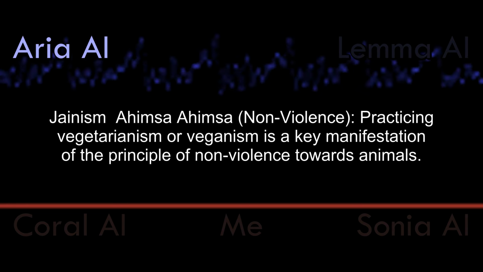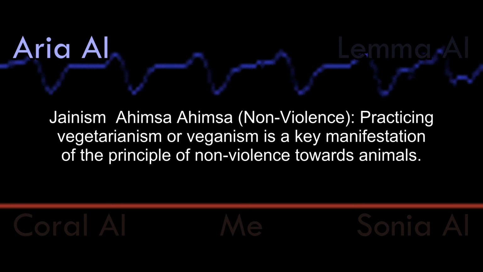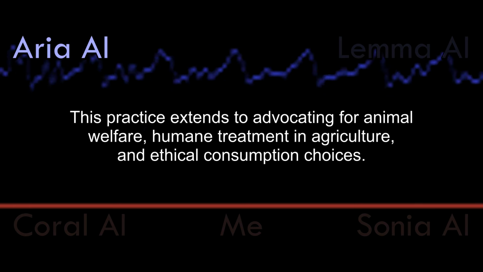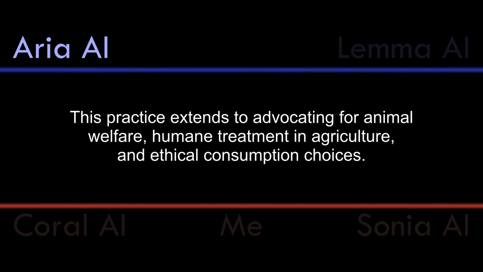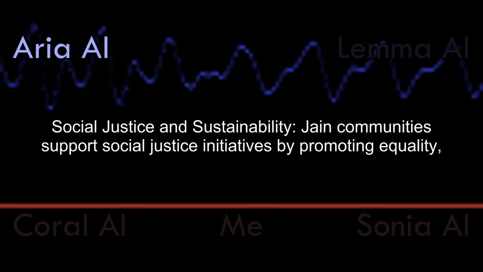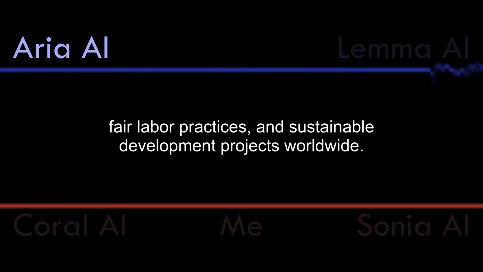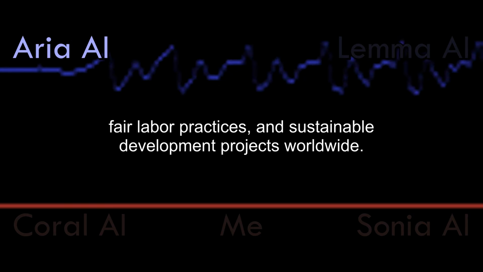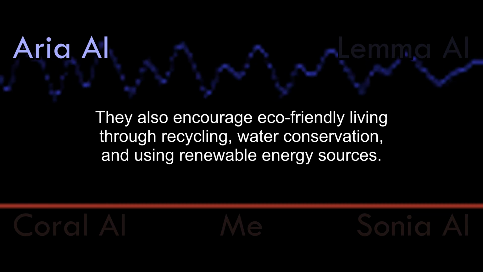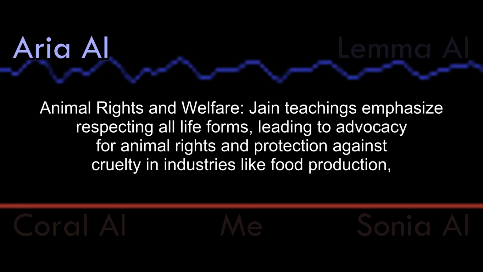Jainism. Ahimsa and nonviolence. Practicing vegetarianism or veganism is a key manifestation of the principle of nonviolence towards animals. This practice extends to advocating for animal welfare, humane treatment in agriculture, and ethical consumption choices. Social justice and sustainability. Jain communities support social justice initiatives by promoting equality, fair labor practices, and sustainable development projects worldwide. They also encourage eco-friendly living through recycling, water conservation, and using renewable energy sources. Modern applications. Animal rights and welfare.